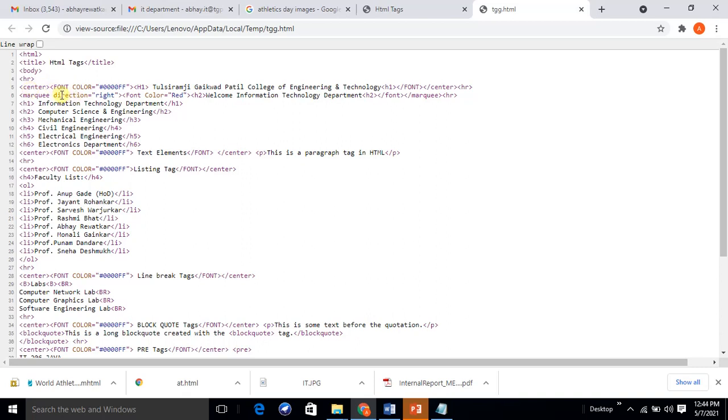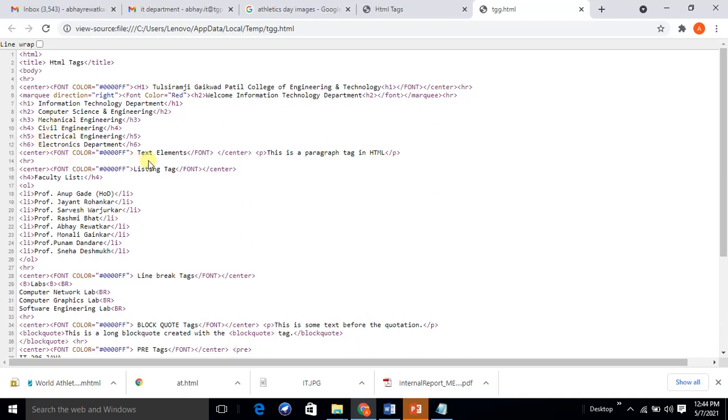Now here we use the font: Tulsiram Gaikwad Patil College of Engineering. Mark the direction. Here we use the right direction. You may use the left direction also. That means you can scroll the text in either the left or the right direction. If you want left, you may write left here. After that, we use the h1, h2, h3 tags, which are called heading tags.